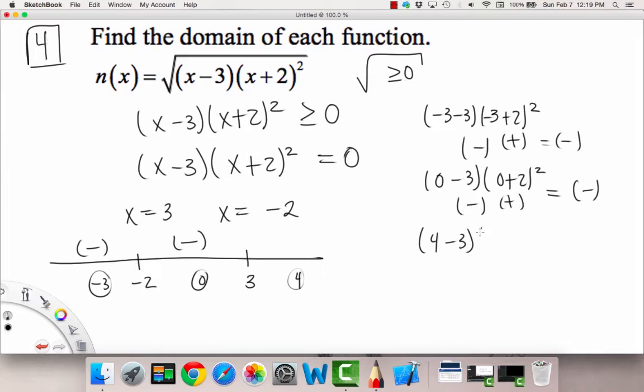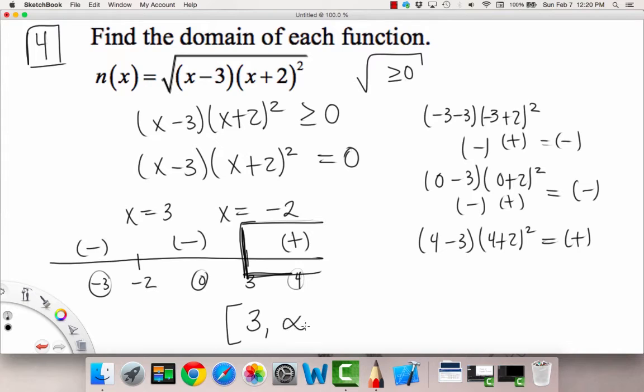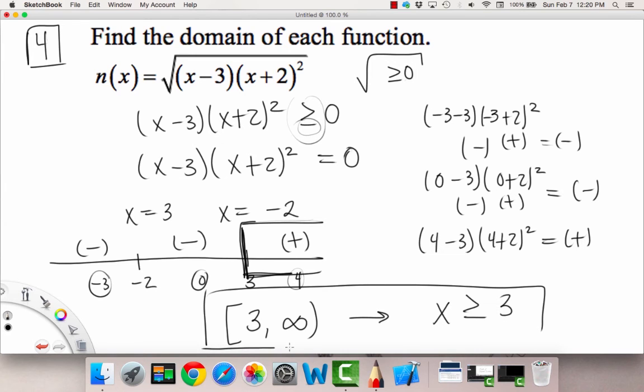So 4 minus 3, there we go, that's positive. And then 4 plus 2 squared, that's definitely going to give you a positive value. Okay, so the interval that we're going to pick, since we want this to be greater than or equal to 0, is the positive interval right here, going from 3 to positive infinity. And that's basically going to be it. We're going to include that endpoint, so 3 to positive infinity, because we have this or equals to on the bottom there. That means we can include the point which gives us the 0 as well. This can also be notated as x is greater than or equal to 3. Either of these is okay to list the domain of our function.